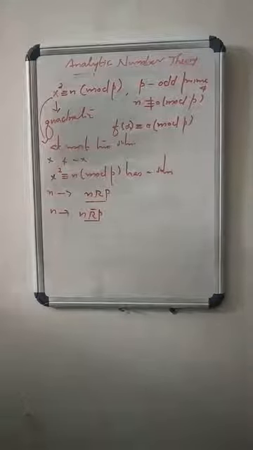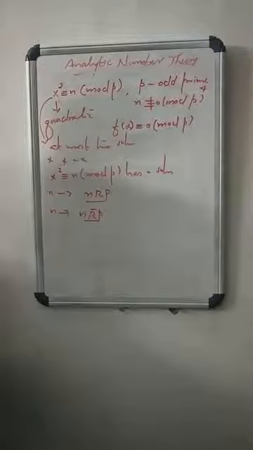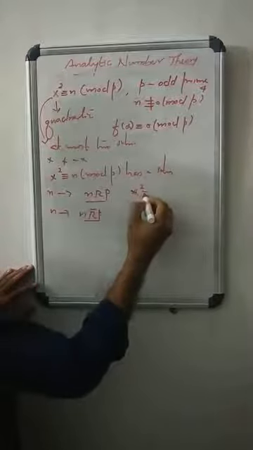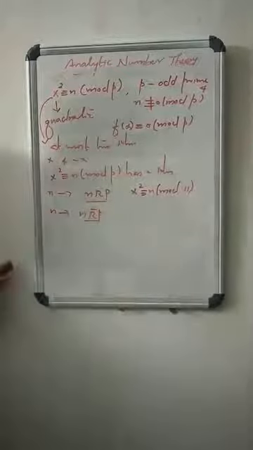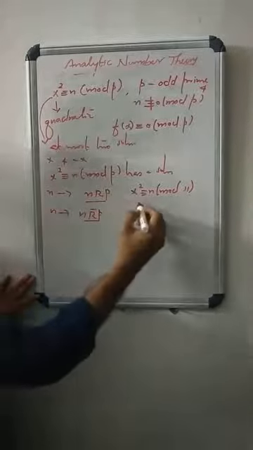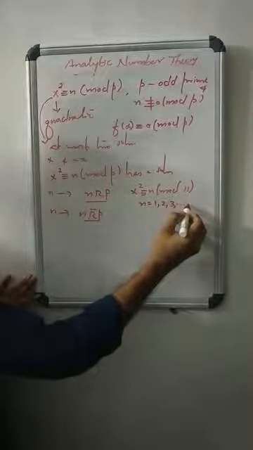Now, find the quadratic residues mod 11. What are the quadratic residues mod 11? Consider x squared congruent to n mod 11. Here n takes the values 1, 2, 3, and so on up to 10.